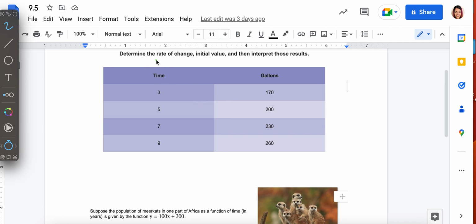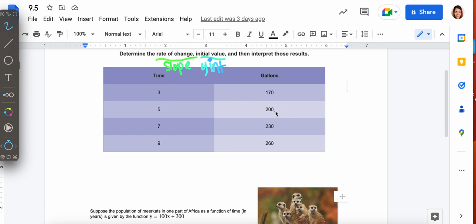So it says determine the rate of change. We know that word just means slope. Initial value, we also know that word just means y-intercept. And then interpret those results. So we're looking for the slope and y-intercept of this.